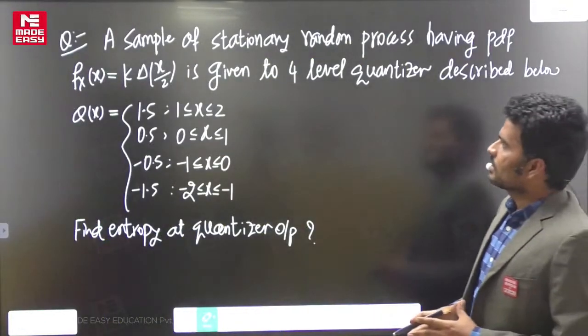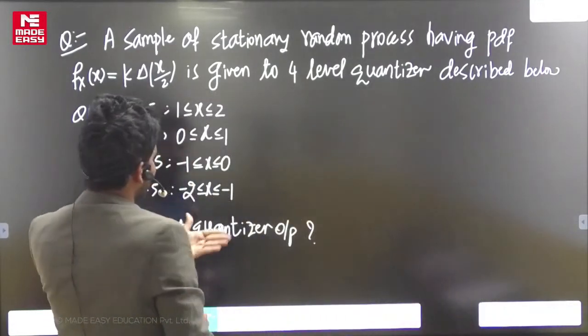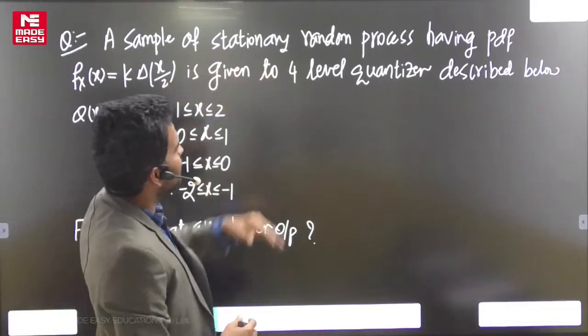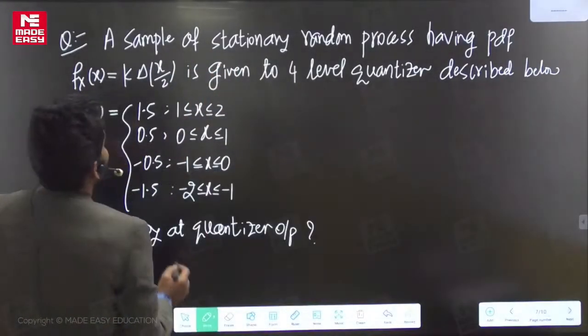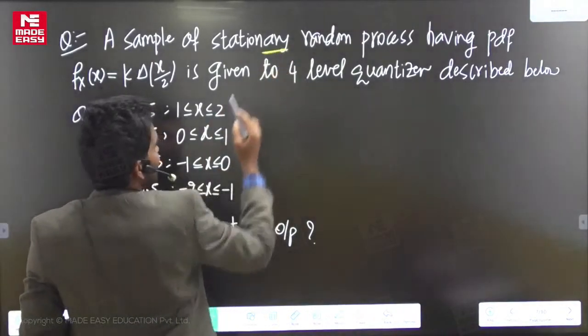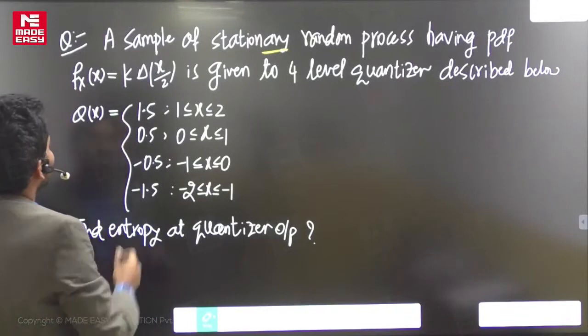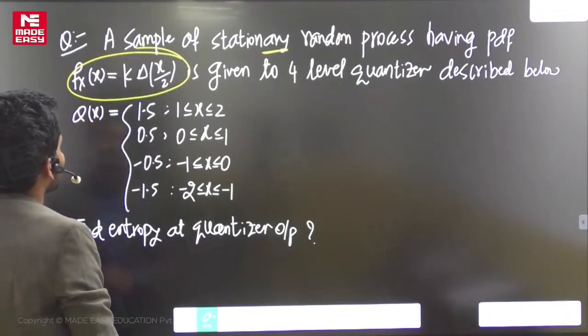Now if you see the next question here, this question is about finding entropy at the quantizer output. Here the sample of a stationary random process has the PDF. A sample of a random process means a random variable only. If you sample a random process, that will give you a random variable. Here the density function of the random variable is given.